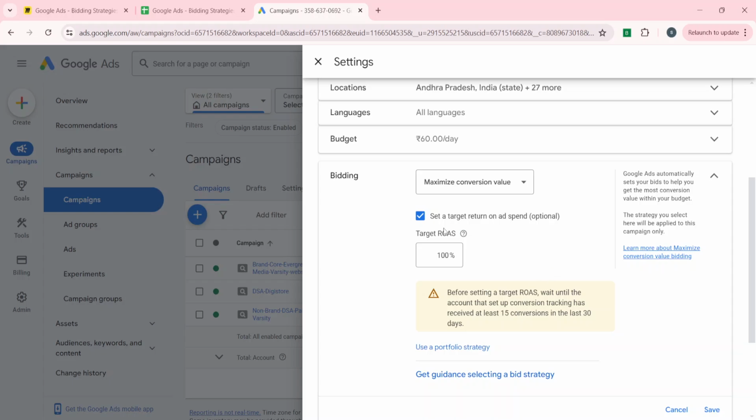So if you give 100%, it means you are aiming to generate 100% of the cost. Let's say you have spent 100 rupees and you are aiming to generate a purchase value of 100 rupees. That's it. If you give 200%, let's say you have spent 100 rupees, and here you are telling the Google Ads algorithm to generate 200 rupees. If I spend 100 rupees, give me 200 rupees. This is what you are telling this bidding strategy. So this is very simple.